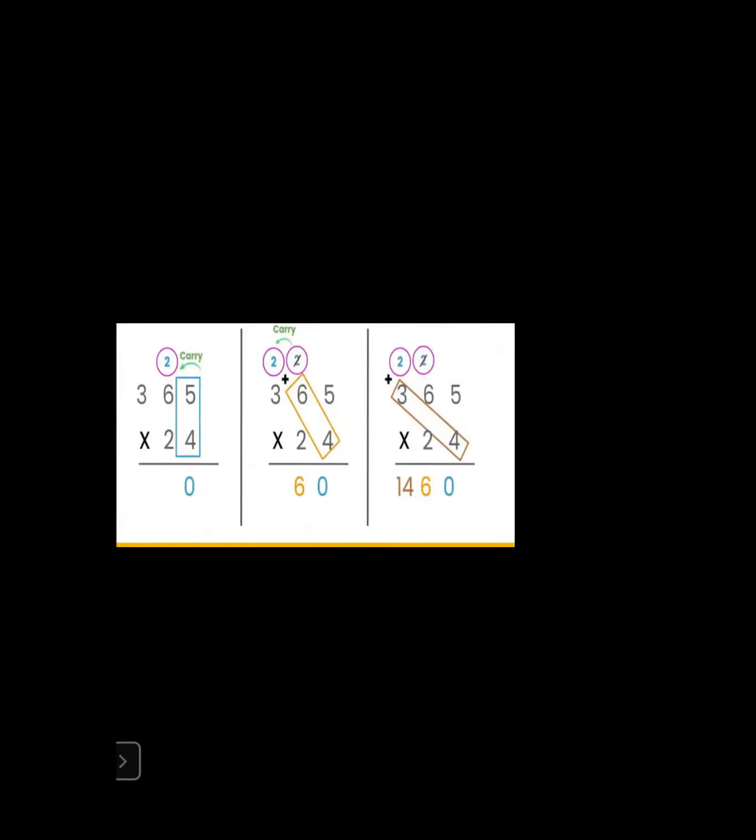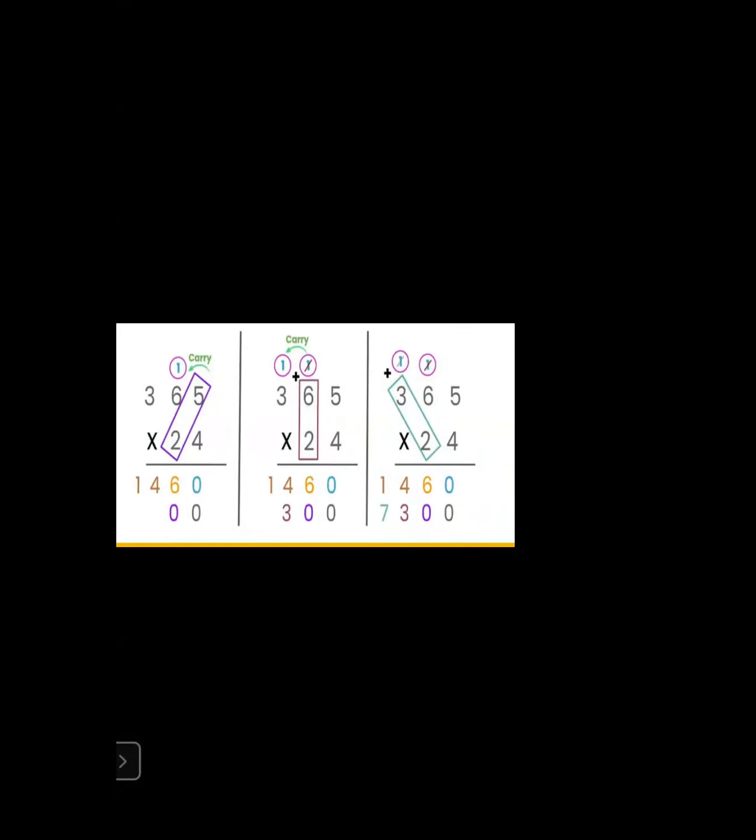In 24, the ones place is 4 and in 365, the ones place is 5. Now let us solve it. 4 into 5 is 20. We have to place 0 at the downside of the 4 and take a carry at tens place as 2. And 4 into 6 is 24, and 24 plus 2 is 26. Place the 6 at the downside of the 2 and place a carry at hundreds place. And 4 into 3 is 12, and 12 plus 2 is 14. And the ones place answer is 1460.